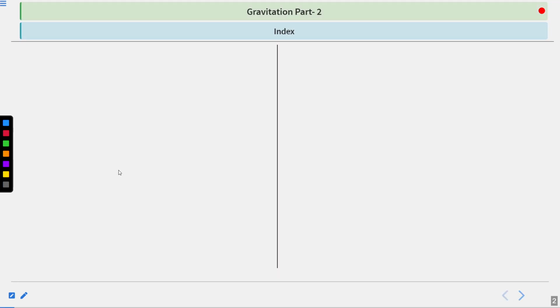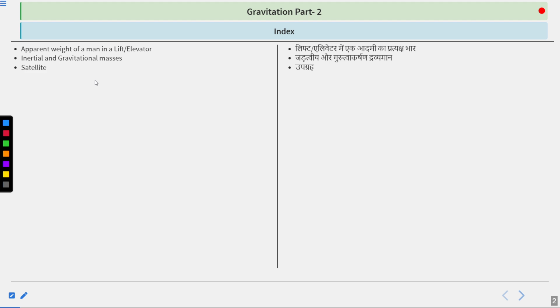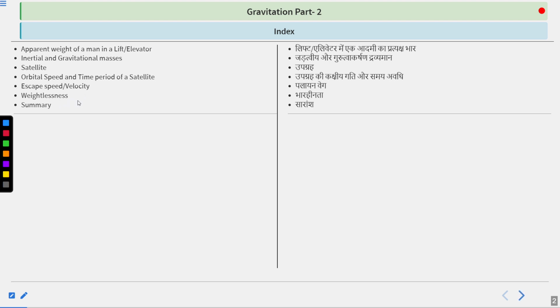In this lecture basically we will talk about the apparent weight of a man in a lift or elevator, inertial and gravitational masses, satellite, orbital speed and time period of a satellite, escape speed, velocity, weightlessness, and at last we will see the summary of all of these.